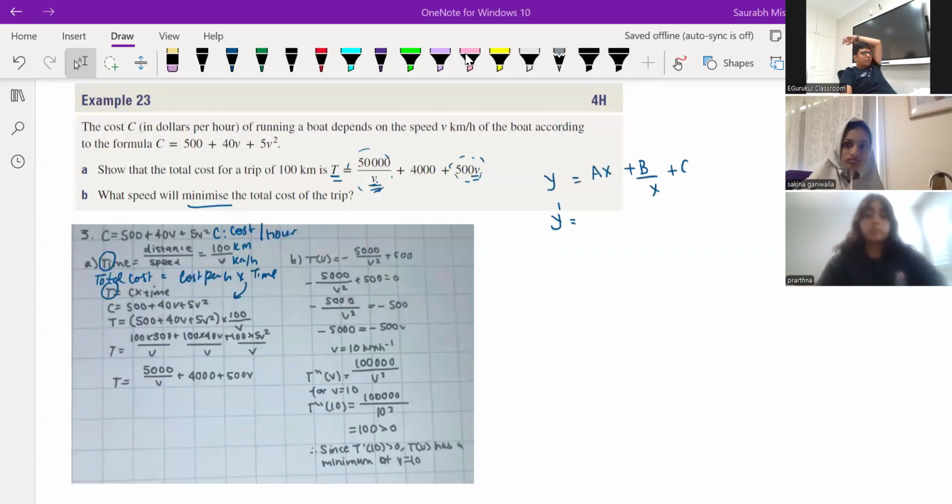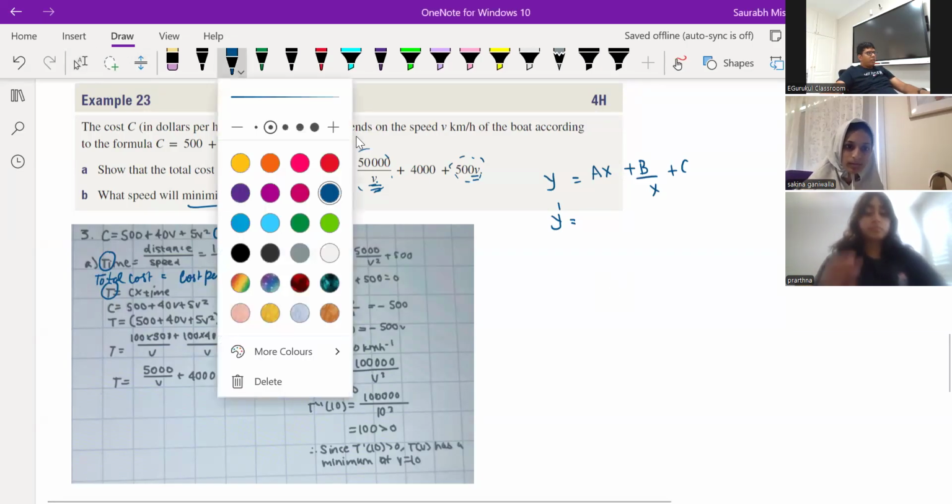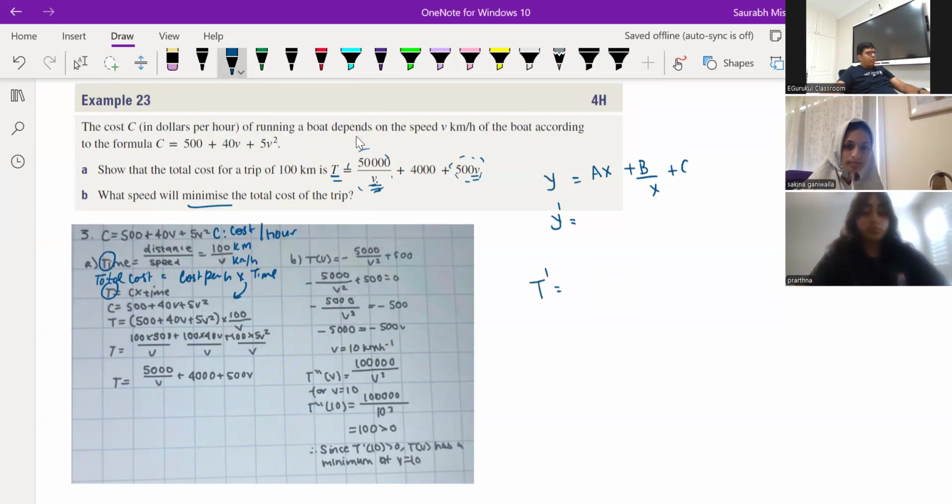Does it make sense, Sakina? Or is the second part still not clear? So what we did is we put t prime equal to 0, because this is the way we get the minimum or maximum value.